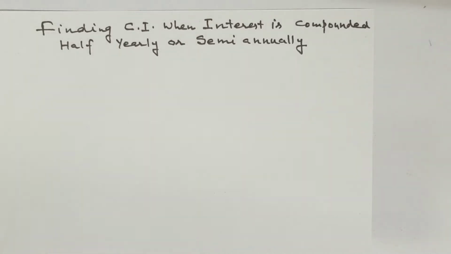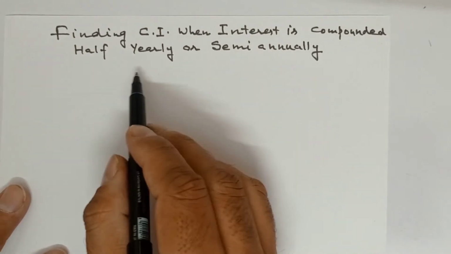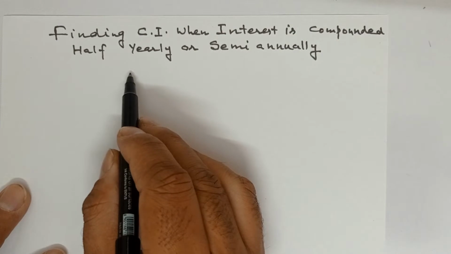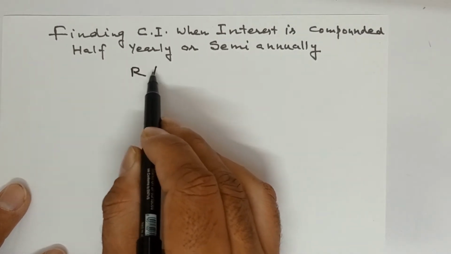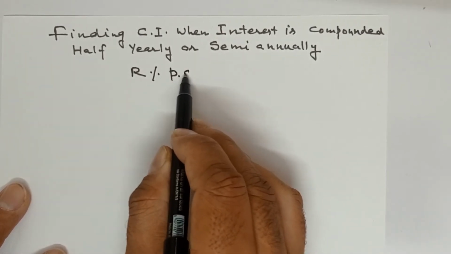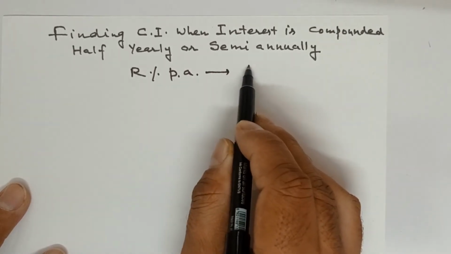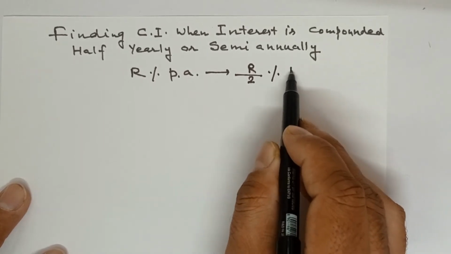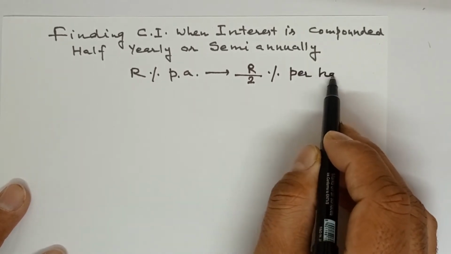Hello everyone. In this video, we will learn how to calculate compound interest when the interest is compounded half yearly or semi-annually. So we need to do it this way: the principal will be given, and that principal will remain the same. Whenever r percent per annum is given, we need to divide that r by 2. So we will write r upon 2% per half year.